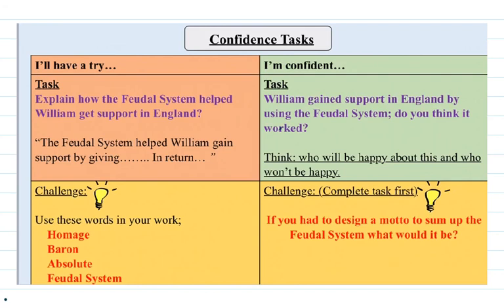If you're not too sure how the feudal system all works, I want you to answer this question in red. I want you to explain how the feudal system helped William to gain support in England. So you just got to explain, how did it help him win support? So think about the fact that people owed him something, think about everyone gained from it, think about the fact he rewarded his soldiers, and try and use the word baron and feudal system. Ignore homage and ignore absolute. We'll come on to that in another lesson.